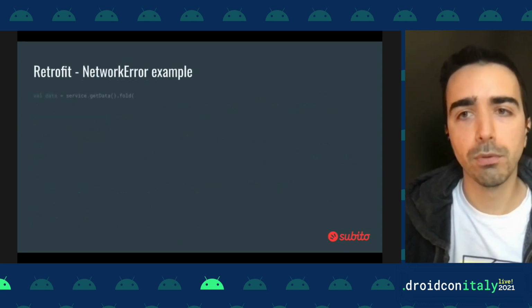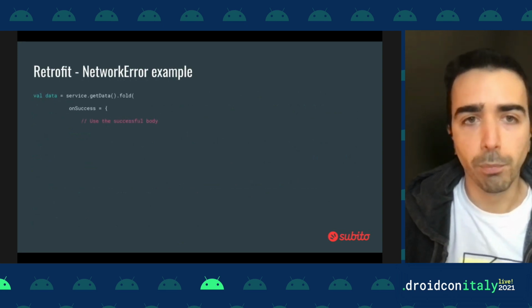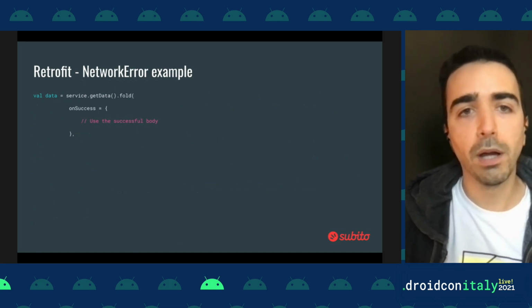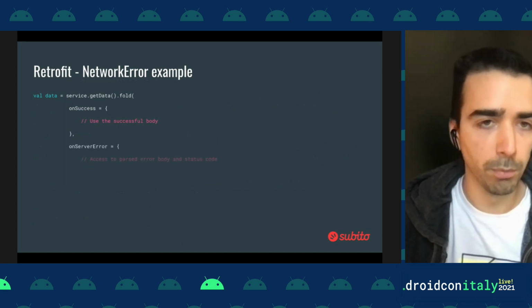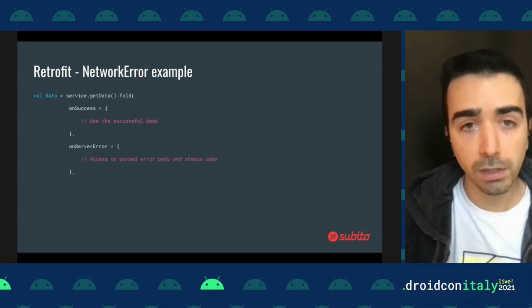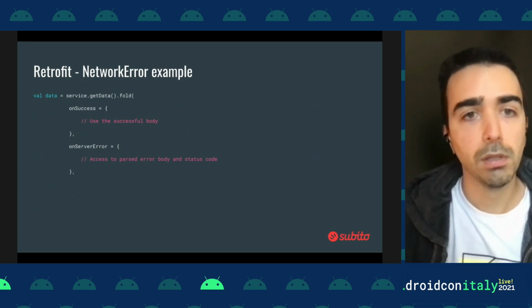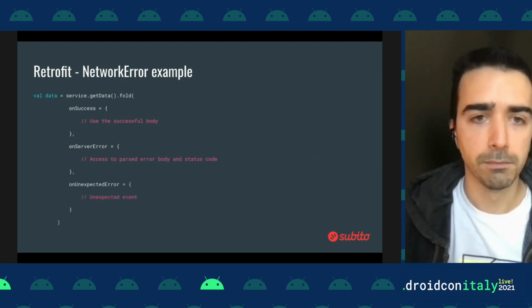Let's see how the usage will change if you choose this approach. Then getData will use the NetworkError, and you will have in scope an additional fold, forcing you to handle the success with the body and the ServerError. So here you will get for free the parsed body and the HTTP status code, and you can do whatever you like. And of course, you still have to handle the unexpected error.